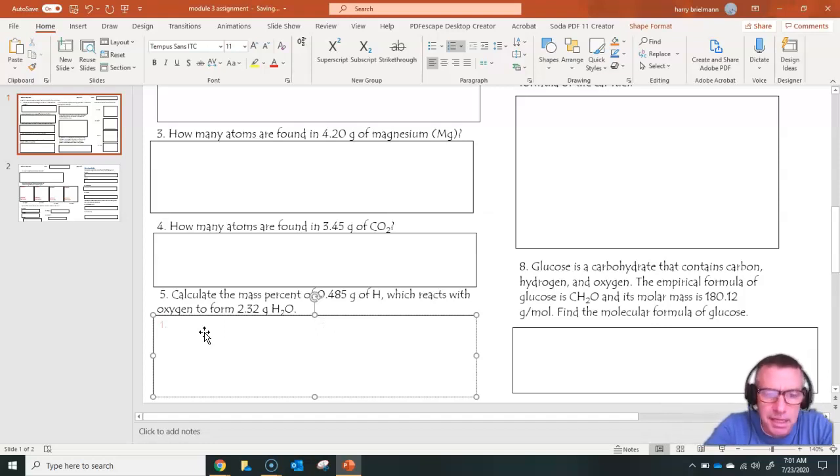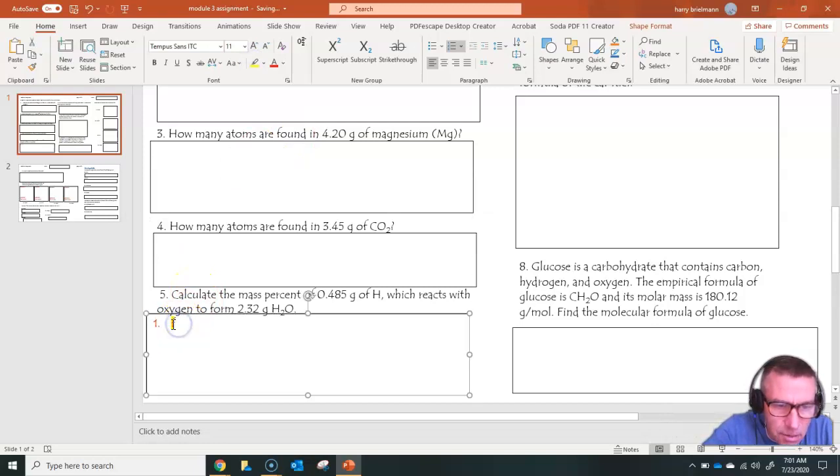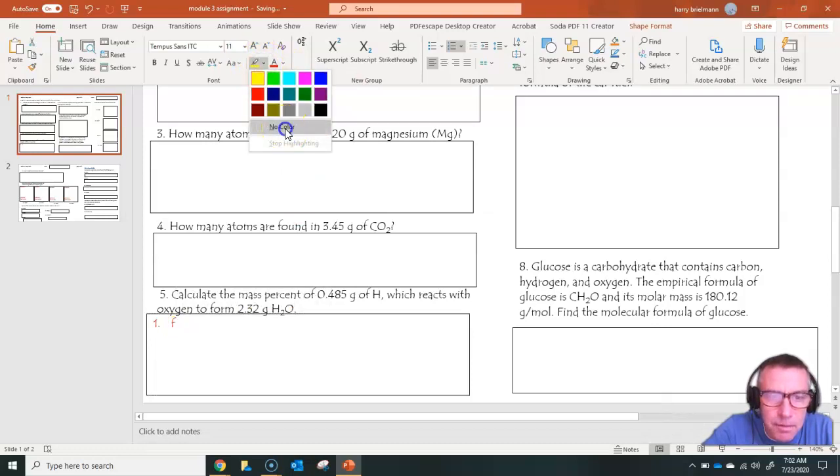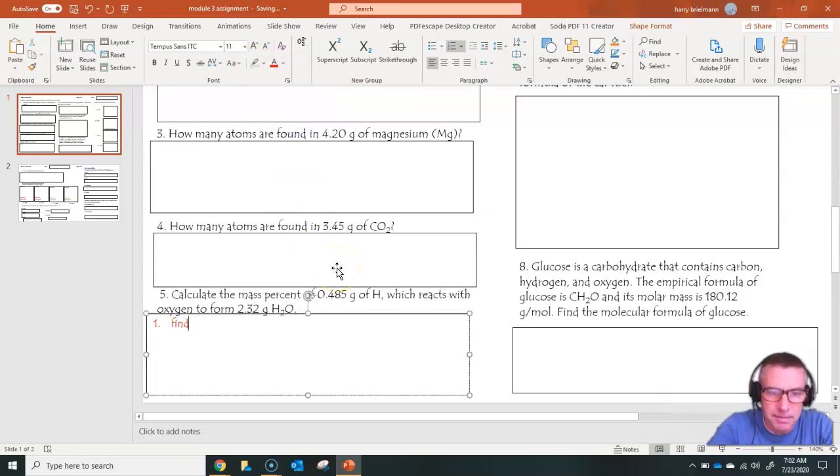So the first thing is we're going to find, I don't want that to be highlighted. So maybe that's off. Let me highlight this and make sure that that's off. Why is it giving me this highlight thing? No color. So we'll find the mass of hydrogen used.